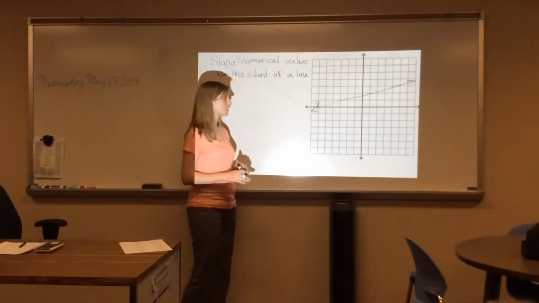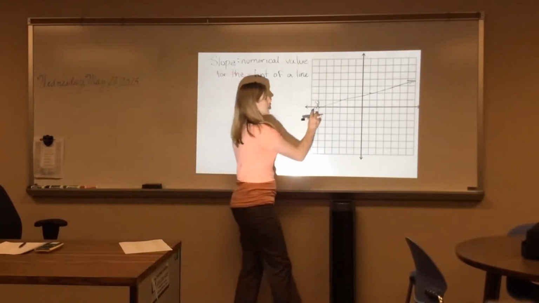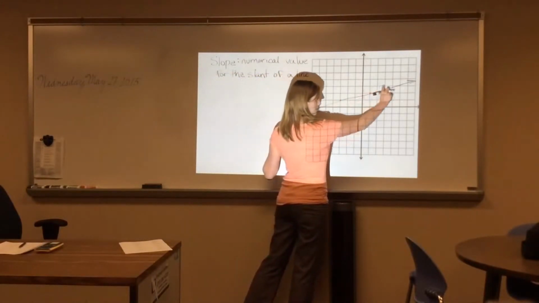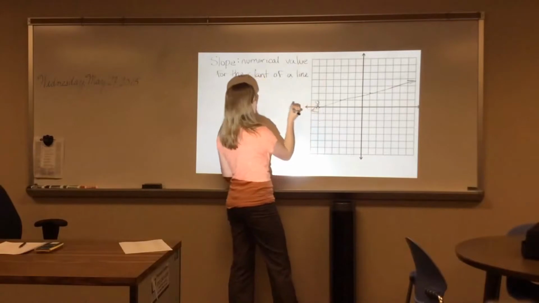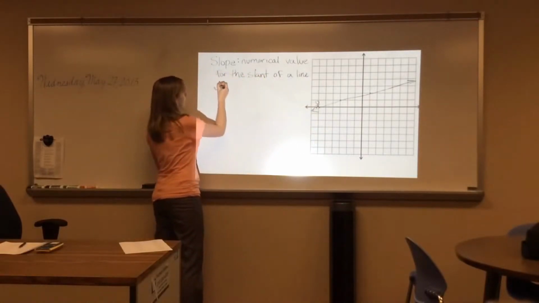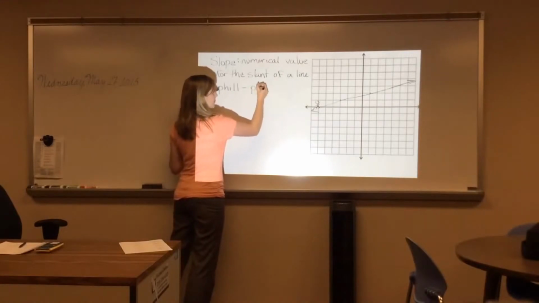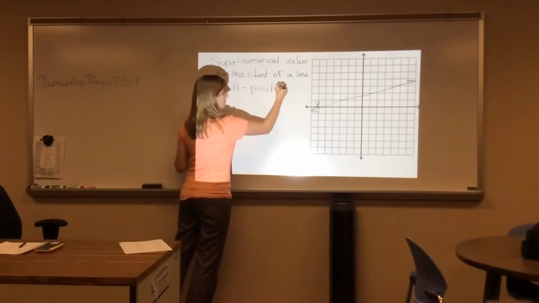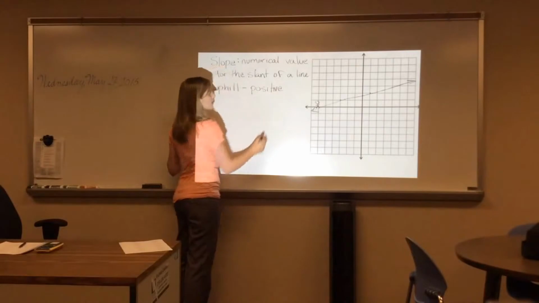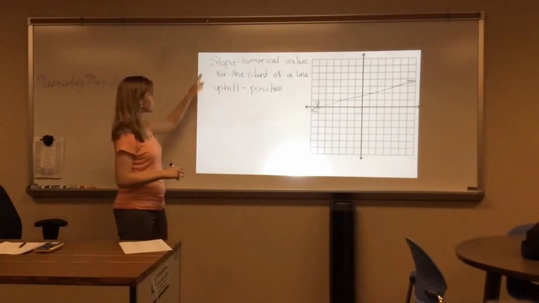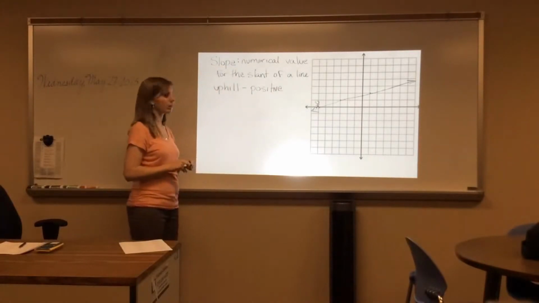So if my person starts on the left-hand side of this graph, he would be walking up this line, which means he would be going uphill. An uphill slope is a positive or increasing slope. It means that we're going to have positive numbers that are going to represent our slope, the slant.